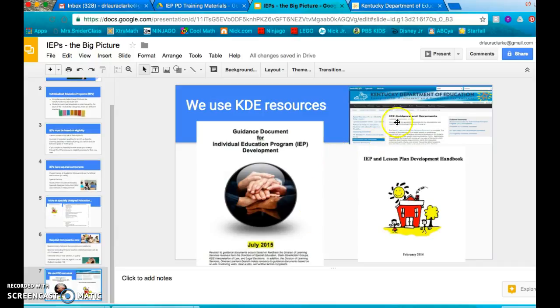As I've mentioned and we've kind of looked at briefly at the KDE website, there are two documents that are just absolutely crucial to developing IEPs that meet federal and state guidelines and serve the best interest of our students based on their area of eligibility and need. The first one is this guidance document. The guidance document should be used to develop an IEP and walks you step by step through every requirement from the information you put in the present levels all the way through to the end of the IEP. And you also need to use together the IEP and Lesson Plan Development Handbook, because that handbook has all those individual pieces, that specially designed instruction and supplementary aids and services that you'll need.